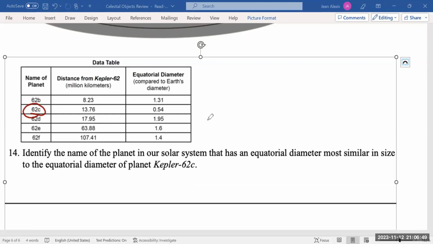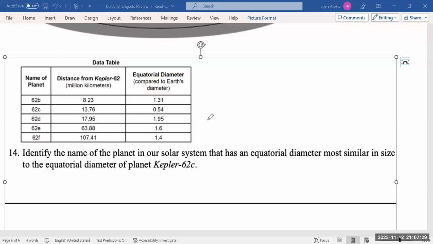All right. And at Kepler 62c, I'm looking at the equatorial diameter because that is what the question is asking for. And this equatorial diameter is compared to Earth's diameter. So this is either some number of times compared to Earth's diameter. And so it says 62c has an equatorial diameter that's 0.54 times Earth's diameter. So we have to find out what is Earth's diameter.